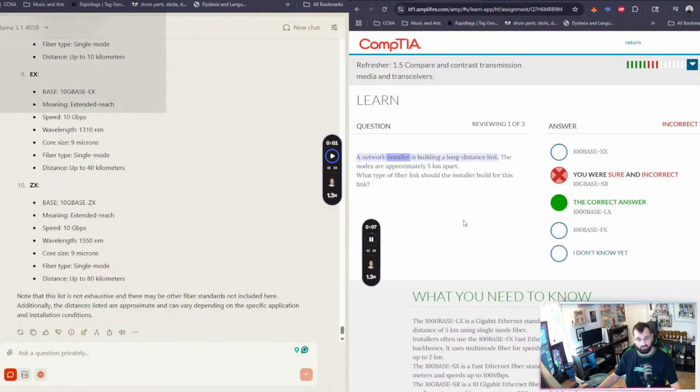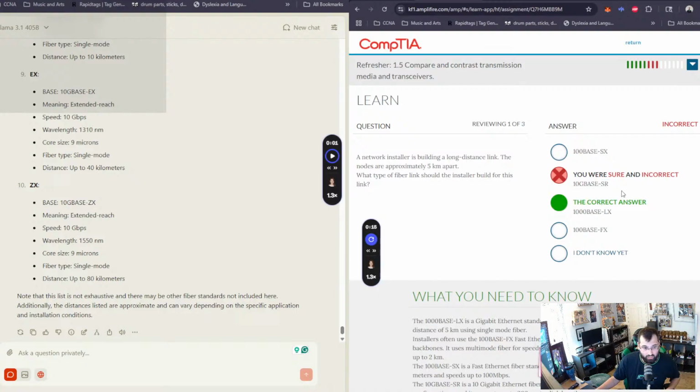A network installer is building a long-distance link. The nodes are approximately 5 kilometers apart. What type of fiber link should the installer build for this link? Okay, 5 kilometers. So we need something that's going to go long. So that's why it is the long wavelength. Gigabit long wavelength. 10 gigabit SR, that is short range.